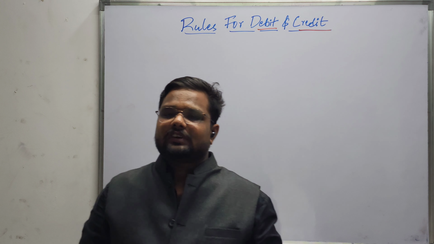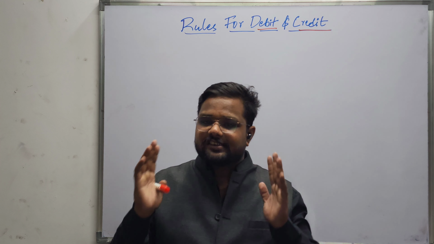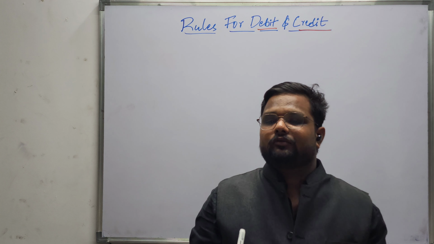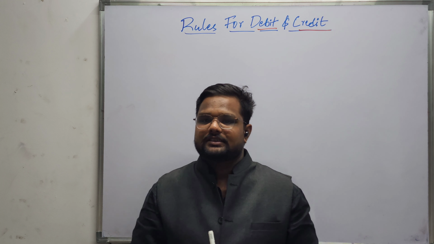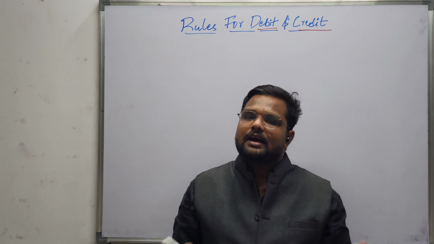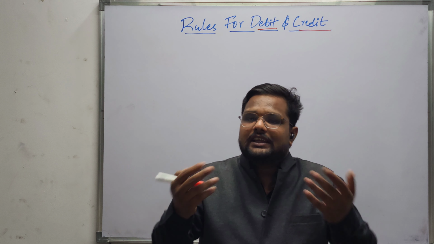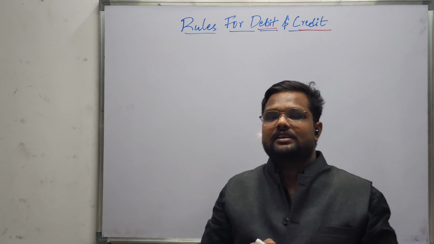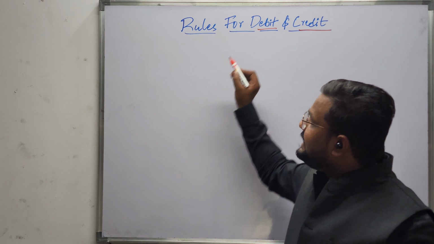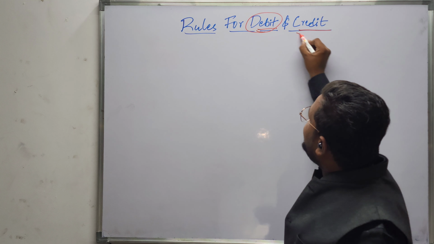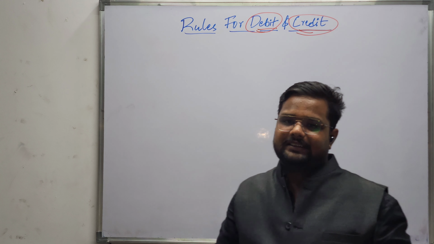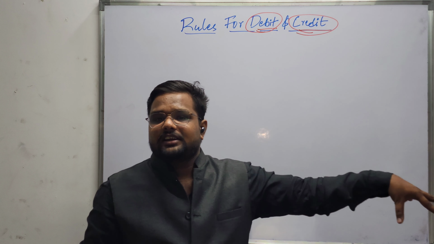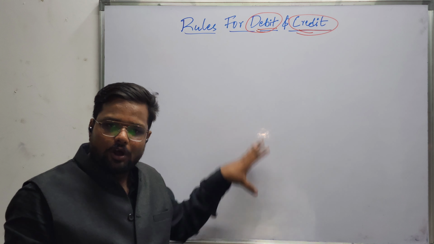In the double entry bookkeeping system, we have two aspects. In the earlier classes we have seen one receiving aspect, one giving aspect. So those two aspects are actually called the debit aspect and the credit aspect. So for this debit and credit, there are some rules we will follow.